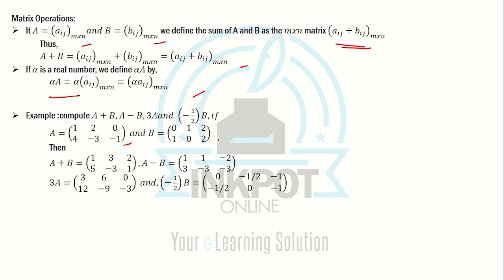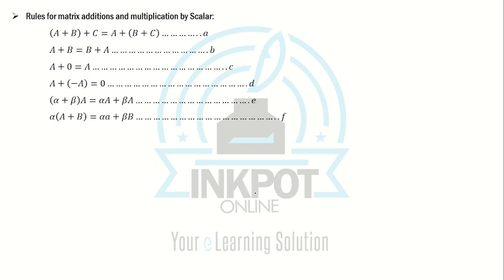For example, if you have A given by this matrix and B given by this matrix, and you wanted to compute something like A plus B, A minus 3B, or whatever these are, like I said, you simply add the corresponding elements. So A plus B would be something like 1 plus 0, which is 1, 2 plus 1, which is 3, 0 plus 2, which is 2, 4 plus 1, which is 5, minus 3 plus 0, which is minus 3, and minus 1 plus 2, which is 1. And so on and so forth.